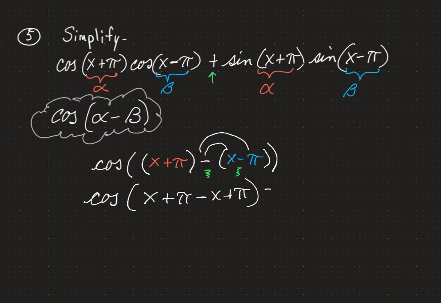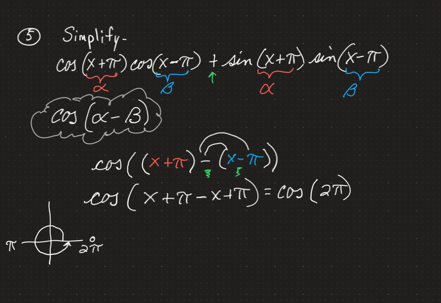So this is going to equal the cosine of, well, x minus x is 0, so I only have left here a 2 pi. Cosine of 2 pi. Let's think about that. Where is 2 pi? There's 0, there's pi, and all the way around is 2 pi. Okay, when we're talking about radians. So what is the cosine of 2 pi? That's equal to 1. Remember, if that doesn't quite make sense to you, go back and check out Chapter 8.